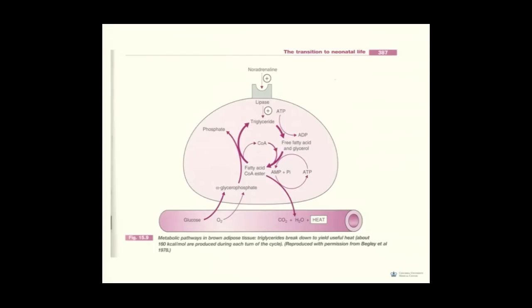And this is just showing the stimulation of the metabolism in brown fat by norepinephrine or by sympathetic activity, that it breaks down the stored triglycerides in order to produce this metabolism and generate this heat.